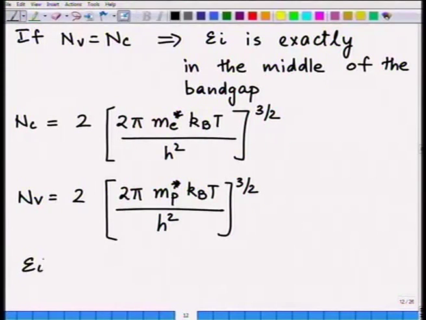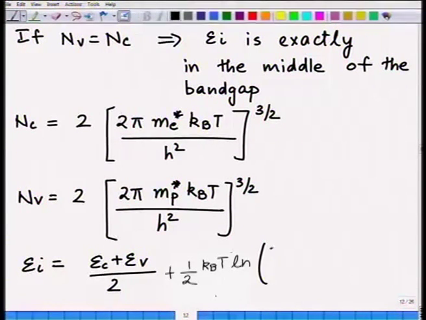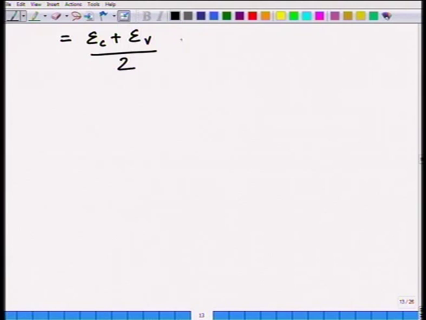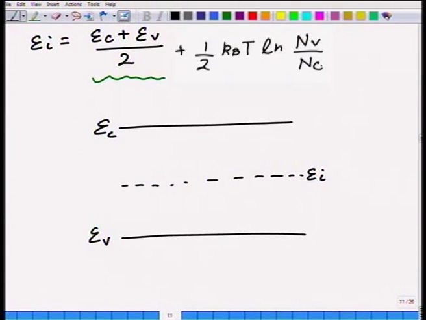Which means I can write this EI one more time. I can write EI to be equal to Ec plus Ev by 2 plus half log of Nv by Nc, that means effective mass of hole over effective mass of electron to power 3 by 2, or I can write this as Ec plus Ev by 2 plus 3 by 4 log of effective mass of hole divided by effective mass of electron. So, I can write it in this form.